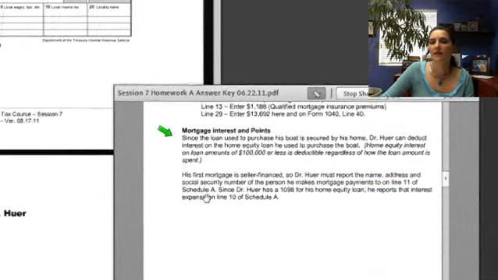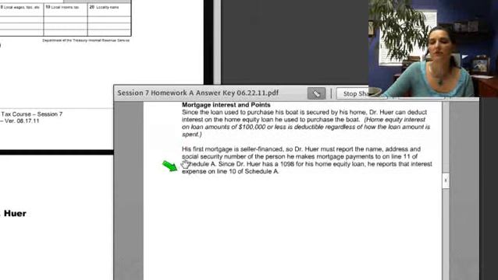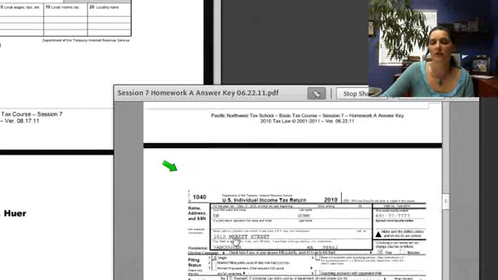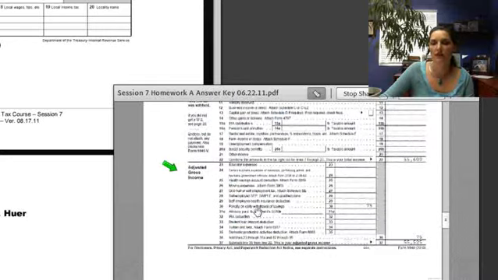Also on the Schedule A, since the loan was used to purchase his boat, is secured by his home, he can deduct the interest on the home equity loan used to purchase the boat, and he will also be able to claim the points on the equity loan that was used for home improvement.